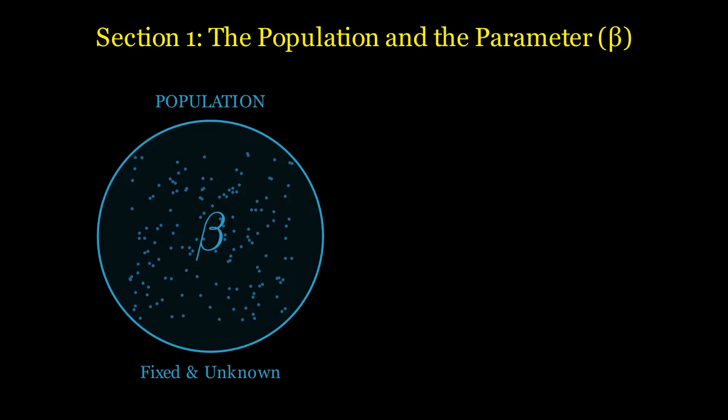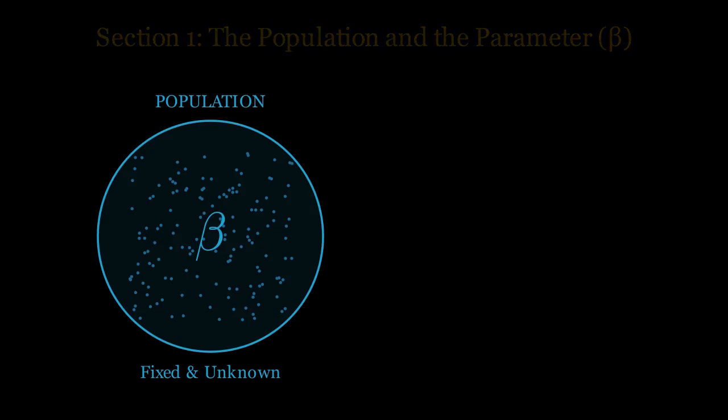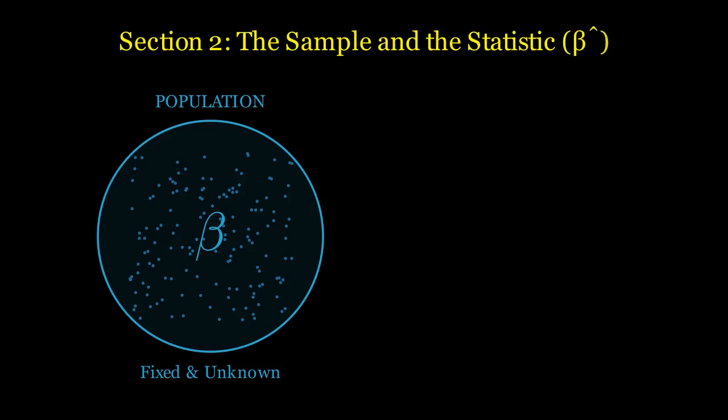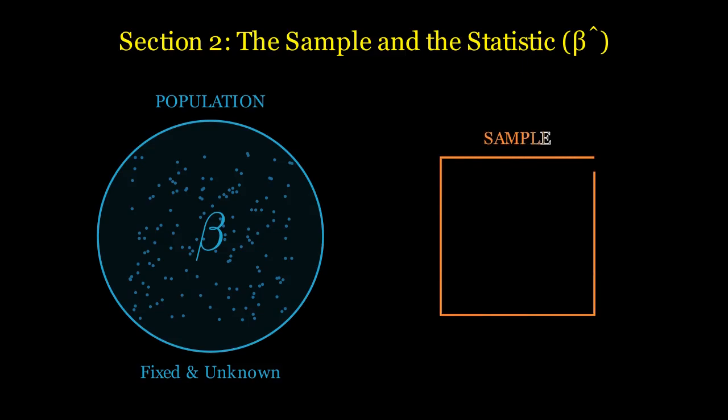For example, if we could measure every single human being, the true effect of education on wages would be our beta. It is often denoted by Greek letters because, like the Platonic ideal, it is perfect but often invisible to us.